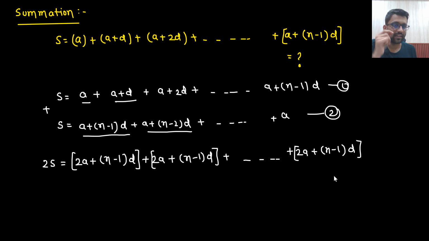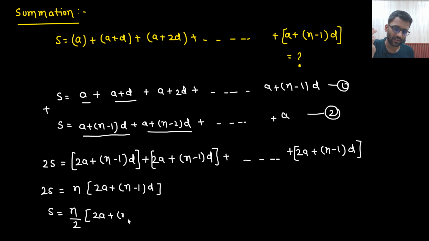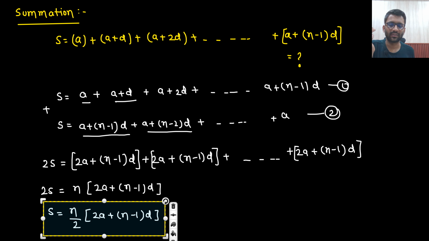So 2a plus n minus 1 into d. How much time it is added? It is added n times. 2a plus n minus 1 into d is added n times. If 1 is added n times, what is the answer? N only. If 1 is added 10 times, that means the answer is 10. If 1 is added n times, that means the answer is n. So this much of number is added n times. So n into 2a plus n minus 1 into d. So what is the total summation? Summation you are getting is n by 2, 2a plus n minus 1 into d. So this is the summation of n terms. You have to remember it.